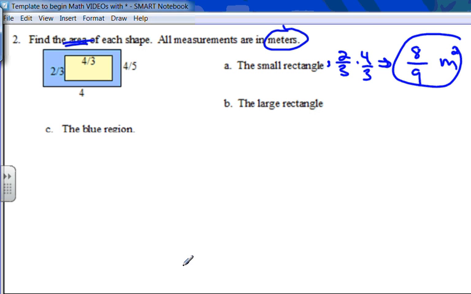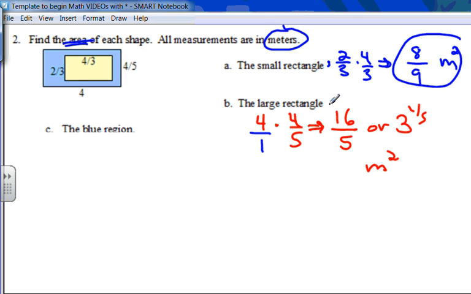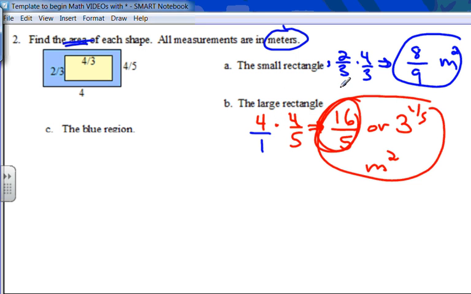For the large rectangle, base times height is 4 times 4/5. The number 4 can be thought of as the fraction 4 divided by 1. And so when we multiply, the answer is numerator times numerator, denominator times denominator, 16/5, or 3 1/5 square meters. I don't really care whether you leave your answer in this form, or this form, or even this form. They all represent the correct answer.